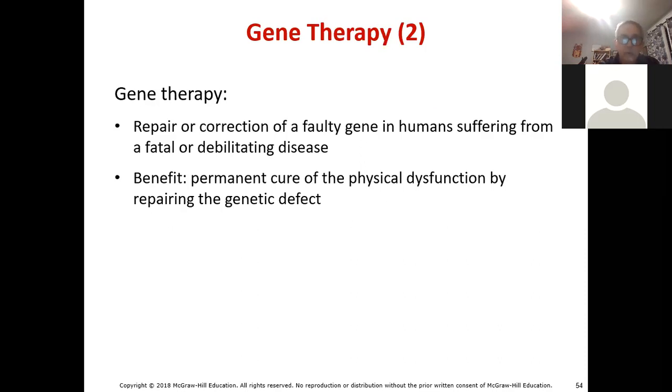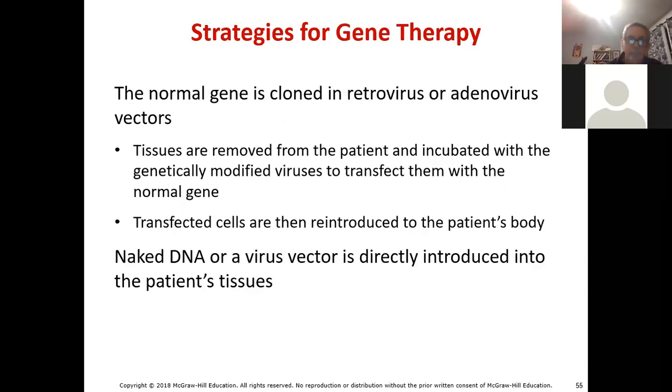Gene therapy is where we attempt to repair or correct a faulty gene in humans suffering from a fatal or debilitating disease. The benefit is permanent cure of a physical dysfunction by repairing the genetic defect. A normal gene is cloned into retrovirus or adenovirus vectors. Tissues are removed from a patient, incubated with the genetically modified viruses to transfect them. Transfected cells are then introduced into the patient's body. Naked DNA or virus vectors can also be directly introduced into the patient's tissue. So you're not really getting an infection. The infectious part of the retrovirus or adenovirus is removed.